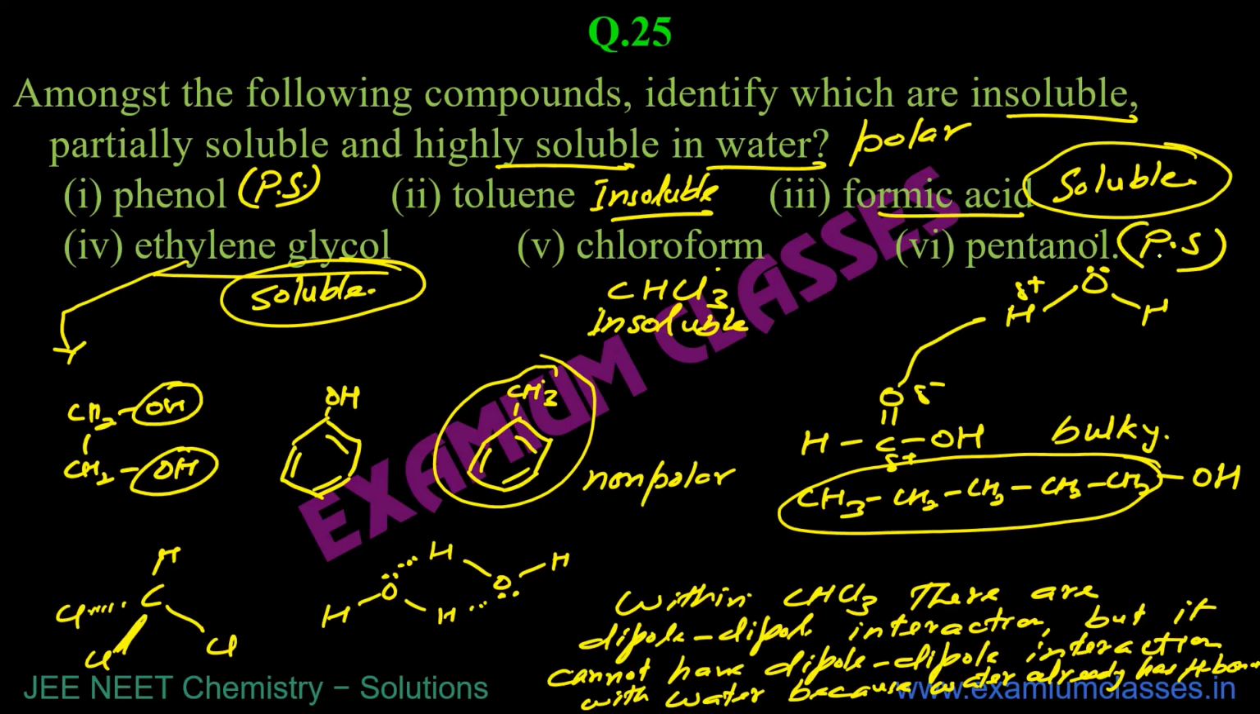Sir, is it because of the 5 carbon chain in it? Yes, yes, it is because of the 5 carbon chain. It is a very big alkyl group attached. So the alkyl group is very bulky. That's why it will create hindrance to hydrogen bonding. The extent of hydrogen bonding will be less than what it was in water molecules. So partially soluble.